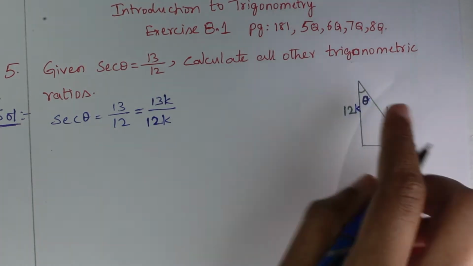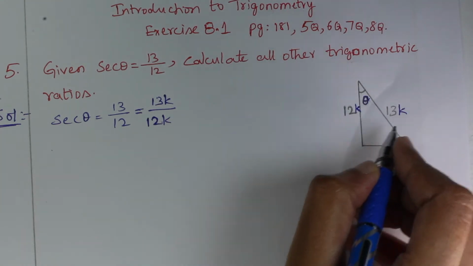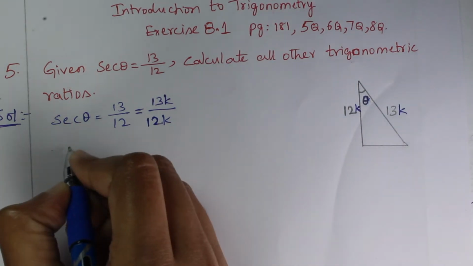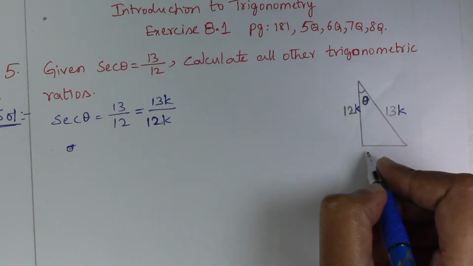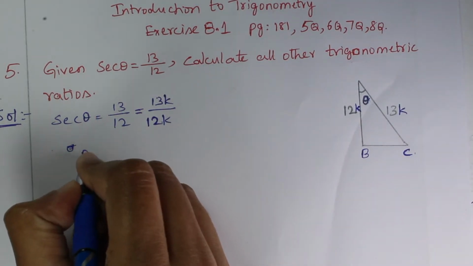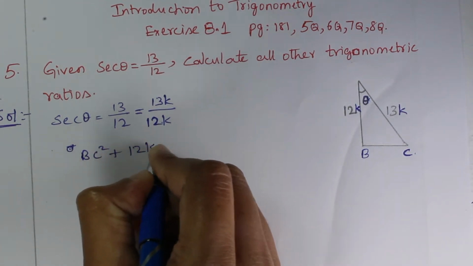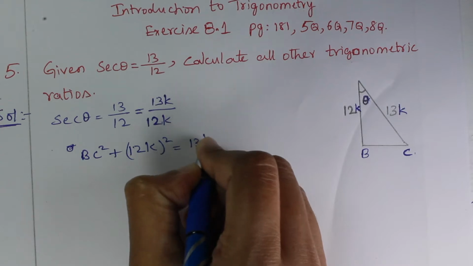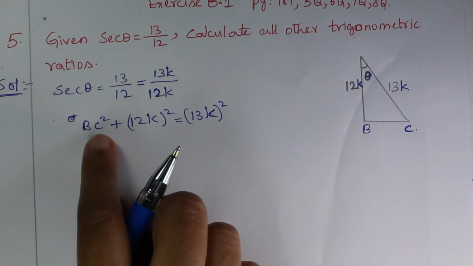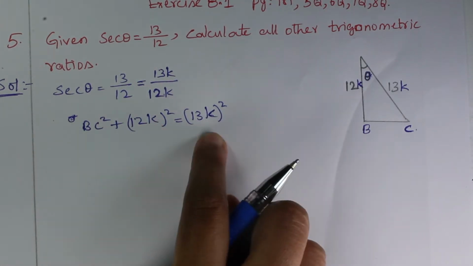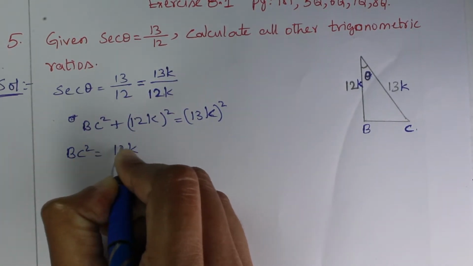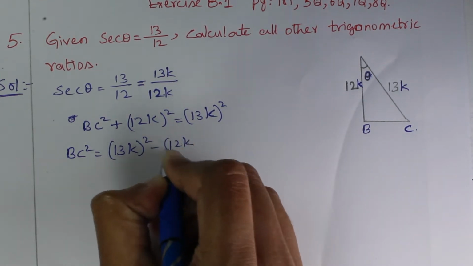Let us find out the value of the opposite side. So we will apply the Pythagoras theorem. Let us assume the opposite side to be BC. So BC square plus 12k whole square is equal to 13k whole square. This is the Pythagoras theorem: adjacent side square plus opposite side square is equal to hypotenuse square. Now BC square becomes 13k whole square minus 12k whole square.